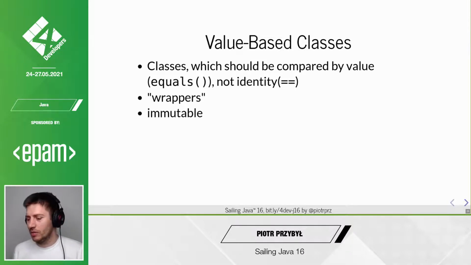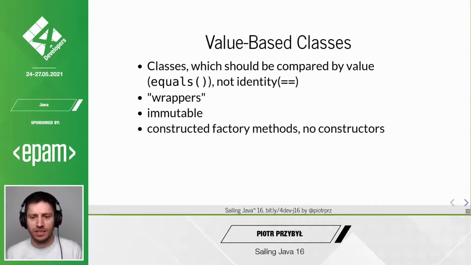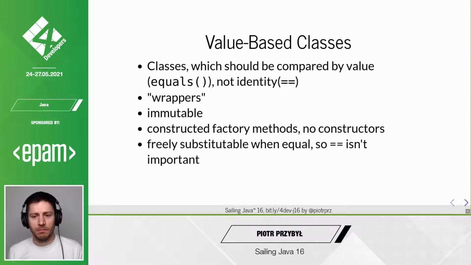When you have, say, an angle as a float in degrees, we don't mutate this very angle. We can create another one, for example by adding 10, but the original value remains there, immutable, and it's still there as long as it's reachable and not garbage collected. And these value-based classes should be created using factory methods, not constructors. Because of these things, they should be substitutable when they're equal.